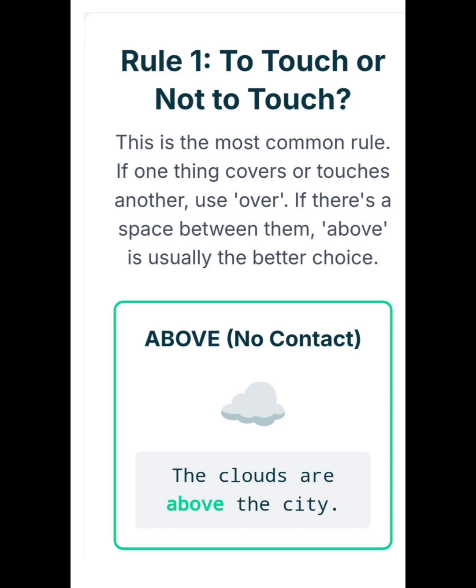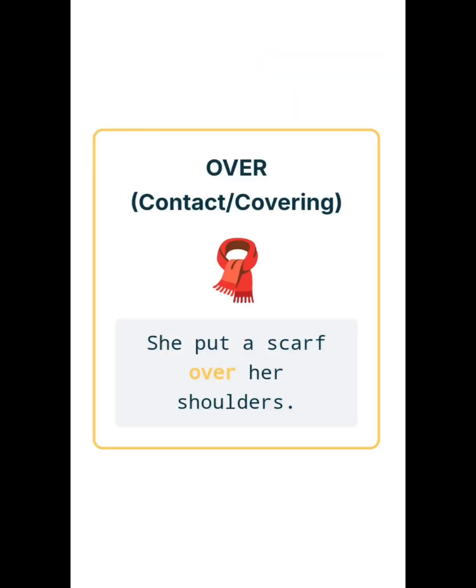This is the most common rule. If one thing covers or touches another, use over. If there's a space between them, above is usually the better choice. Above, no contact. The clouds are above the city. Over is used when something is in contact or covers each other. Example, she put a scarf over her shoulders.